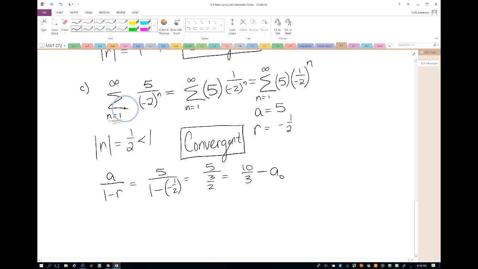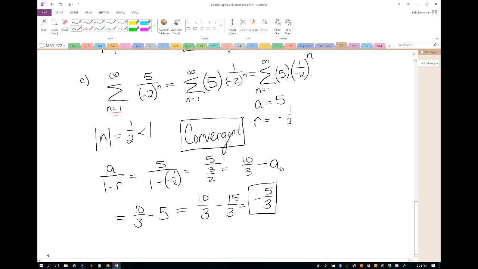So the 0 term means we're plugging 0 in for n. -2 to the 0 power would be 1. 5 divided by 1 would give us 5. So we don't have the 5 in our sum because we didn't start at 0, so we need to take 5 out of our sum. So this is 10/3 minus 15/3, which is -5/3. So the sum for this particular geometric series, since it is convergent, is going to be -5/3.